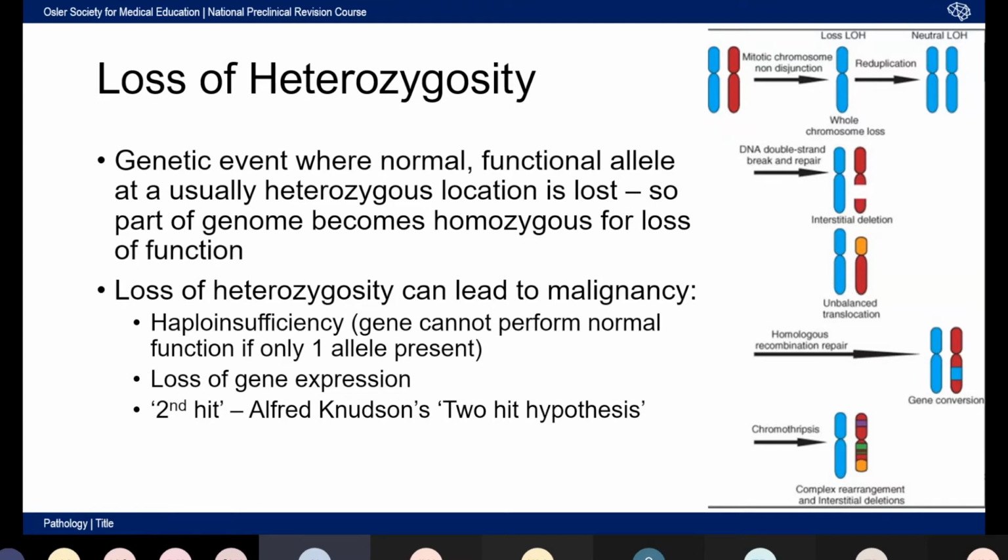And there are a number of different ways a loss of heterozygosity can occur, and some of these are shown in the diagram on the right. And this loss of heterozygosity plays a role in the two-hit hypothesis. So the two-hit hypothesis states most genes need two mutations to cause a phenotypic change.